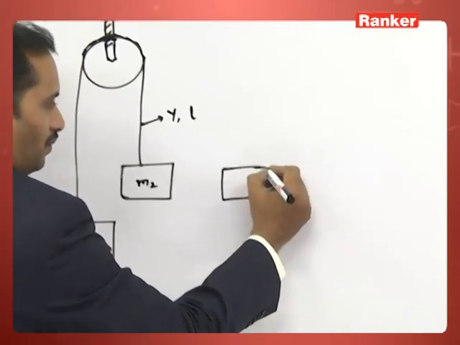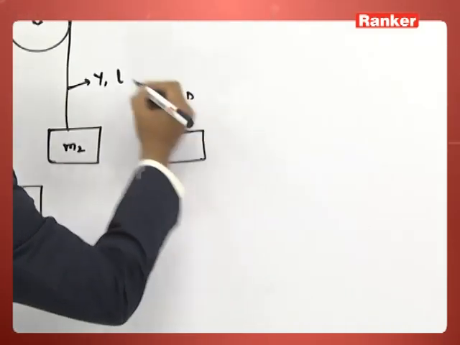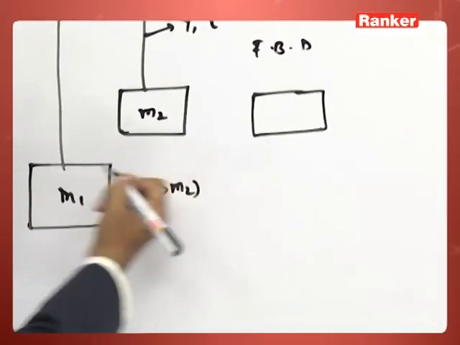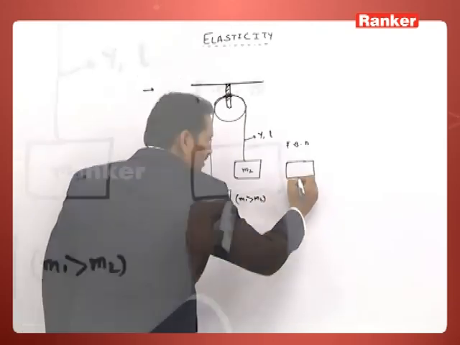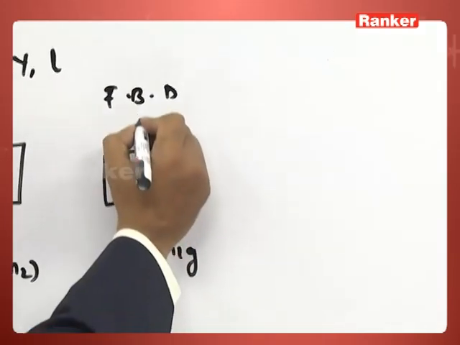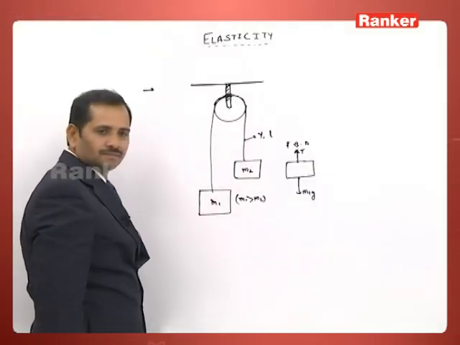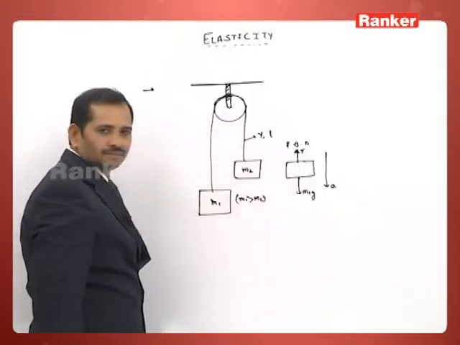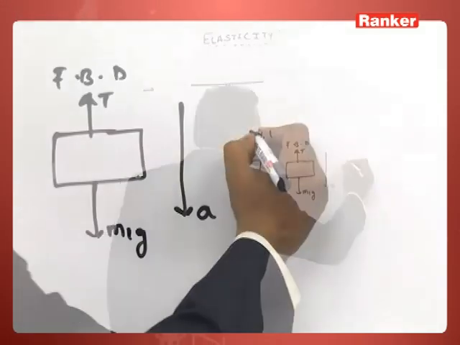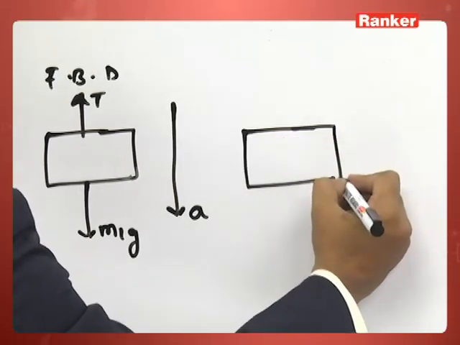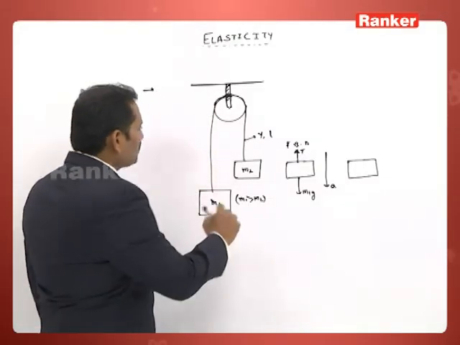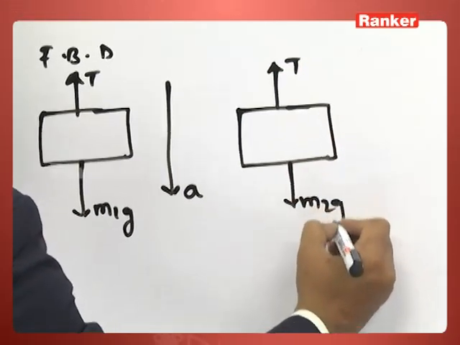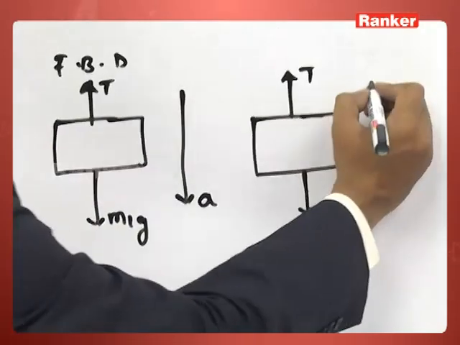Based on free body diagrams and Newton's laws of motion, here I am taking M1 greater than M2. For M1: M1 g downwards, tension upwards, and the system is going downward with an acceleration a. For M2: tension upwards, M2 g downwards, and a is upwards.